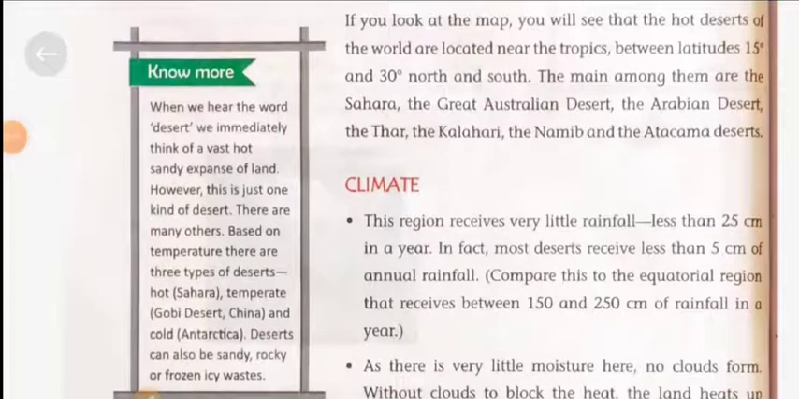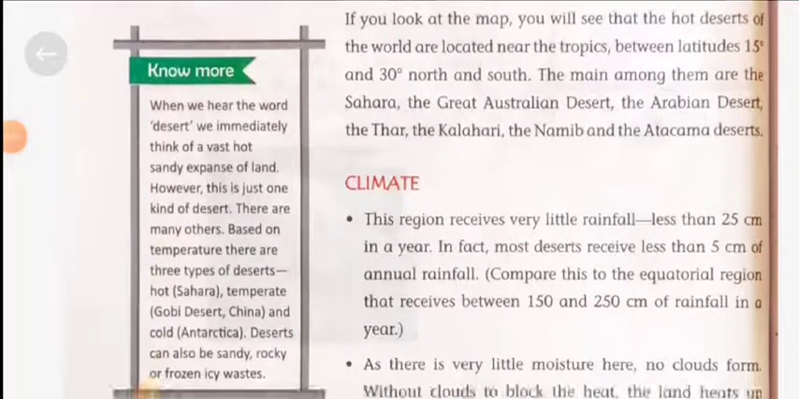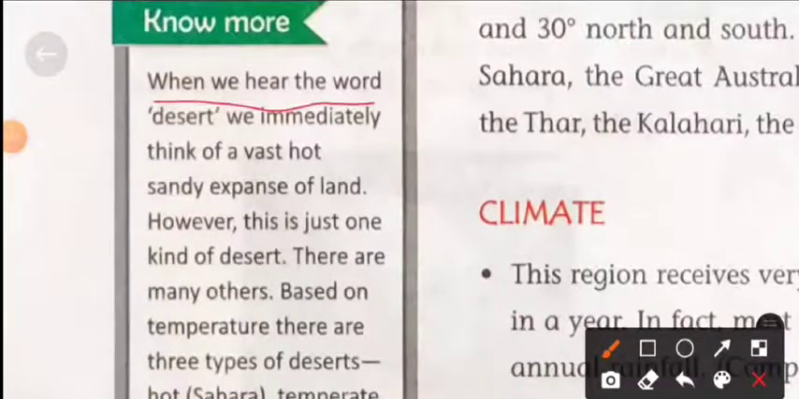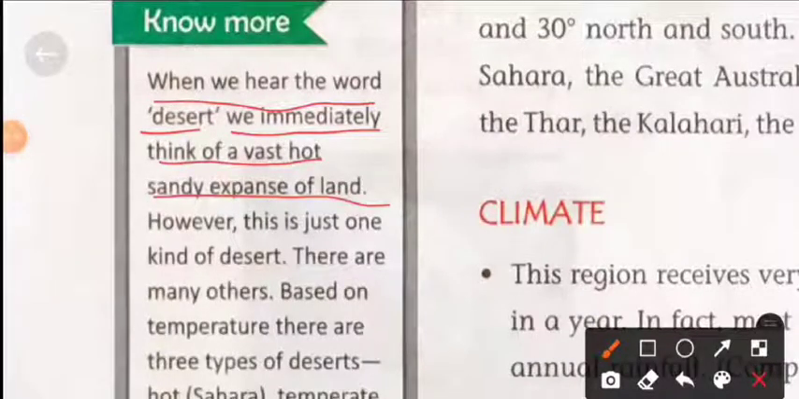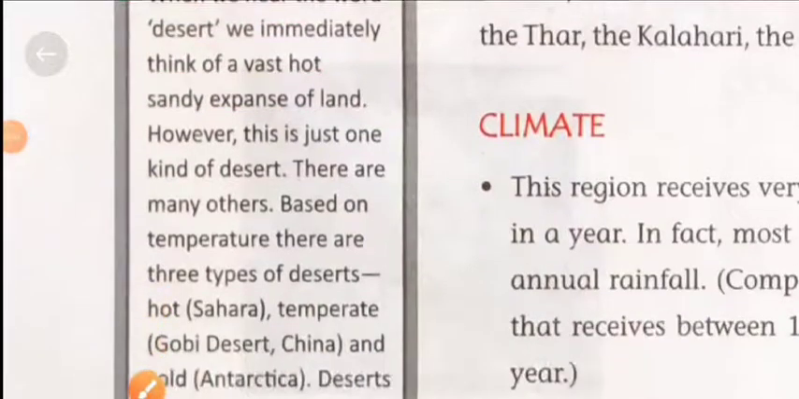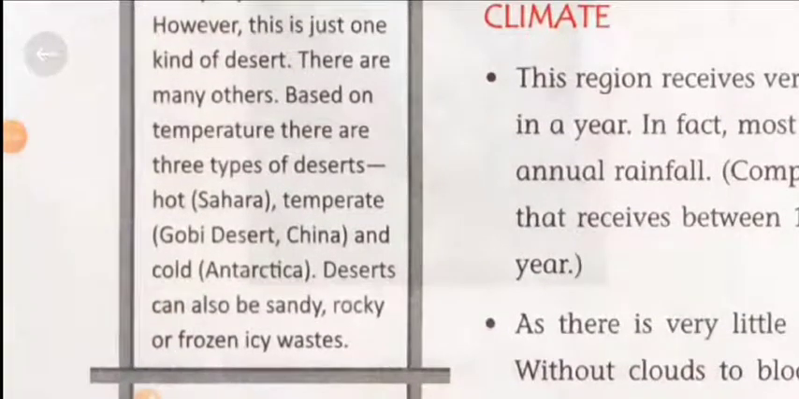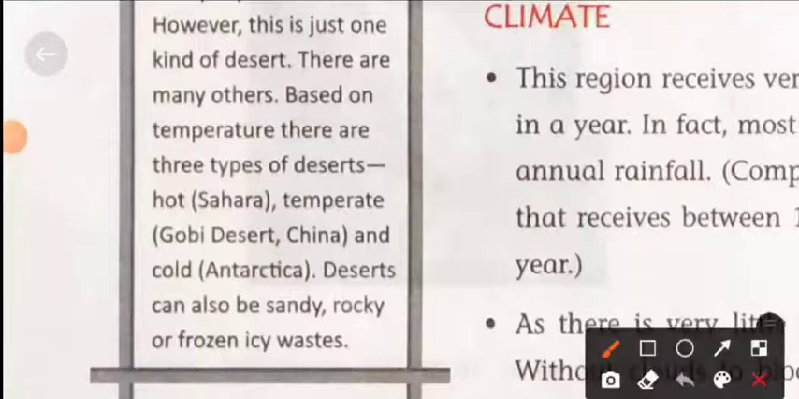Climate. First we look at the desert itself. When we hear the word desert, we immediately think of a vast, hot, sandy expanse of land. A picture of a sandy expanse of land comes to our mind. However, this is just one kind of desert. There are many other types of desert based on temperature.